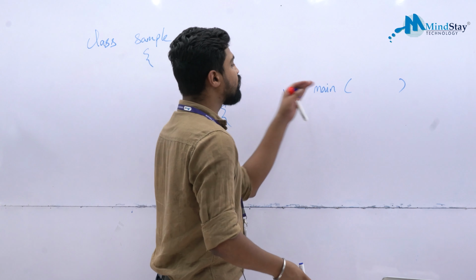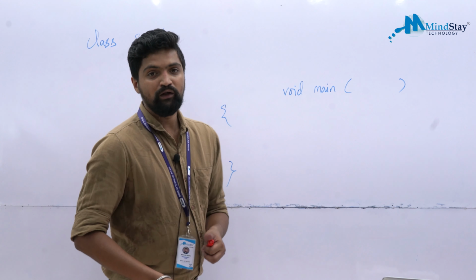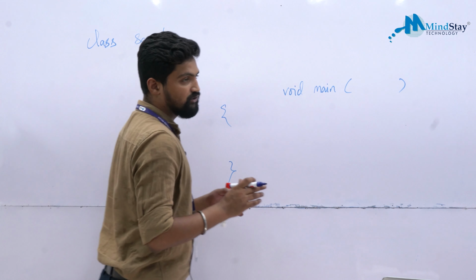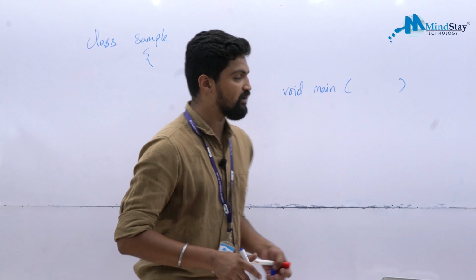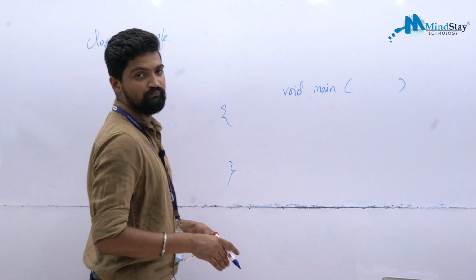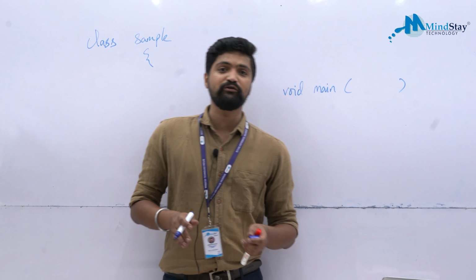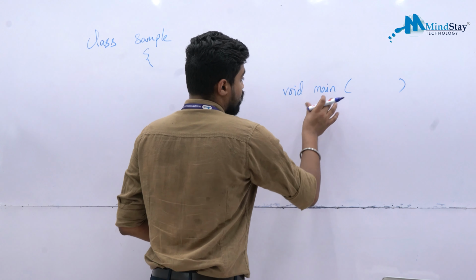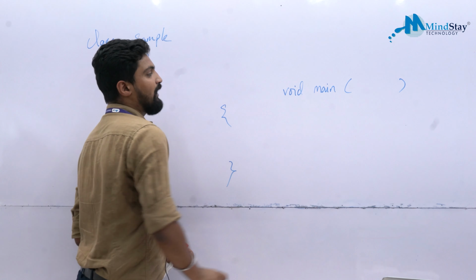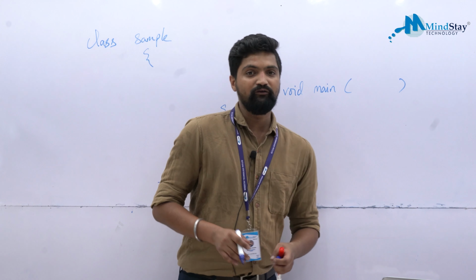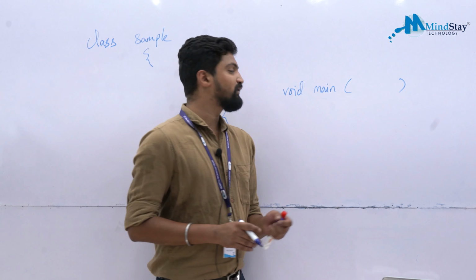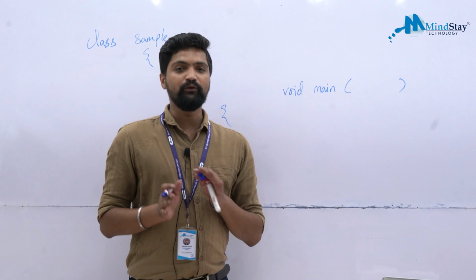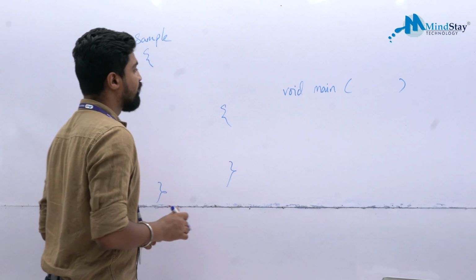But here, since we don't want to return anything from our main function, because the only work of the main function is to start the program and end the program. A Java program, you remember, always starts from the main function and ends in the main function. Even if you have not created your main function, by default it is created. So we say that we don't want any return type, and we say it with void. Void is nothing but it also means a null value.